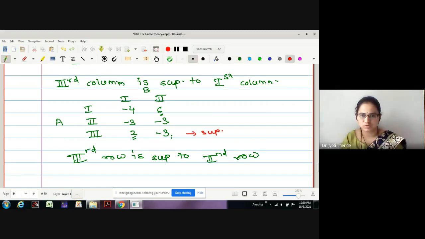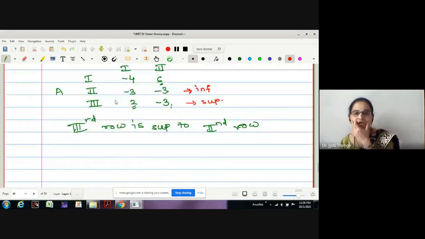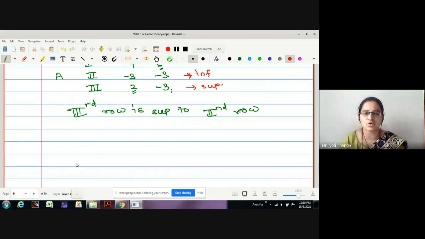This is superior. This row is inferior, no? And which one are we going to delete? The inferior row we are going to delete. Therefore, let me delete this second row and write a new matrix.